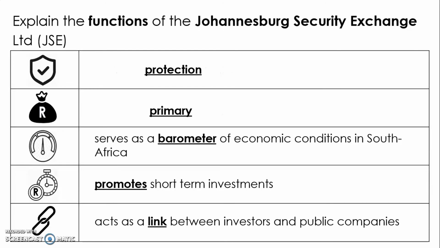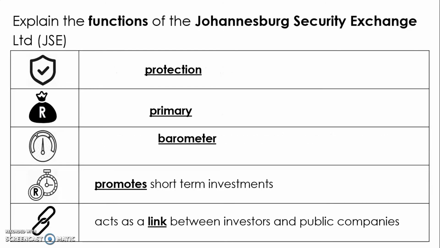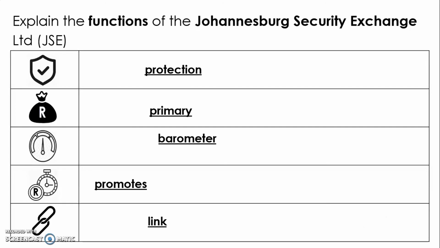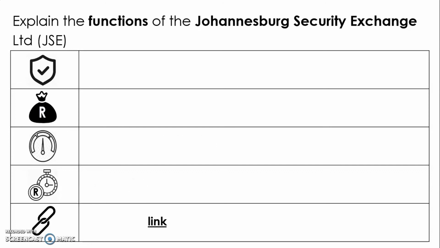Let's remove most of the facts while leaving the keywords behind. We have protection, primary, barometer, promotes, and link. Now let's remove the keywords as well. What we are left with is a shield, a bag, a scale or barometer of some sort, a timer, and a chain link.